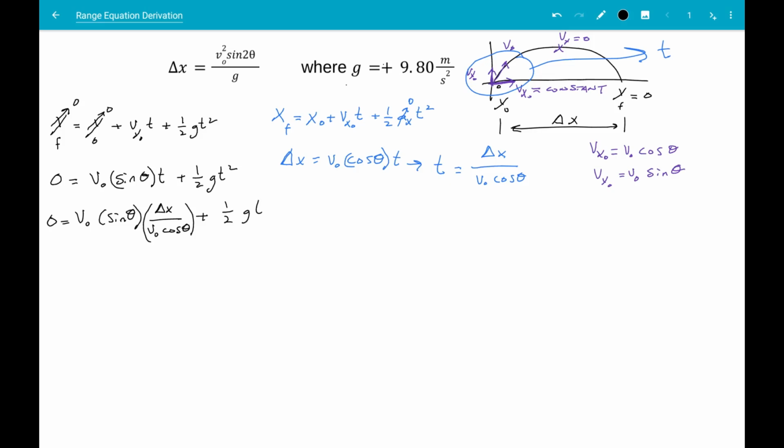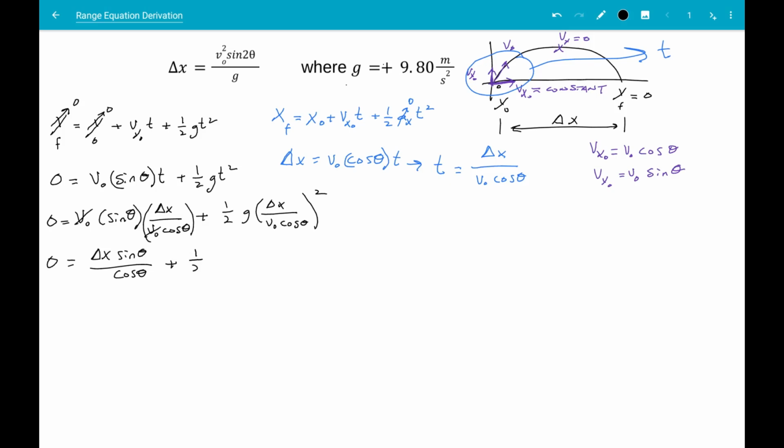Okay, in G, no, we're not going to do T, but we're going to go parenthesis delta X over V naught cosine theta squared. All right, let's go back to this on the left. Well, the naughts are going to cancel. Just for purposes of doing math, I'm going to keep delta X first. Delta X sine theta over cosine theta. And you'll see what's going to happen.